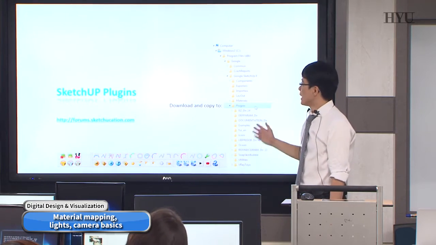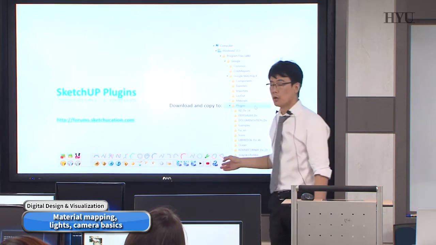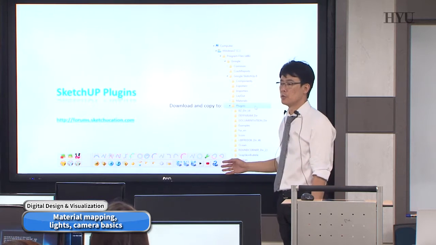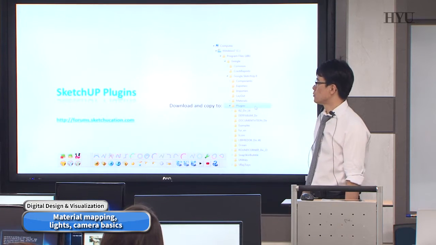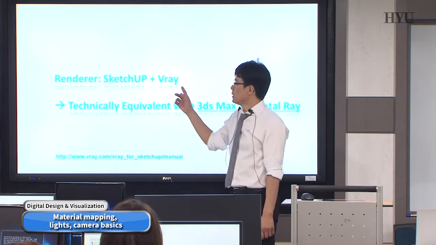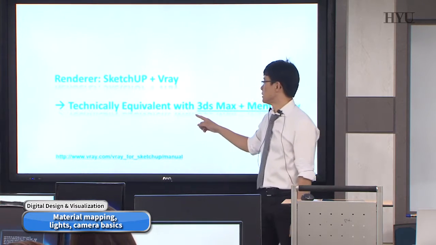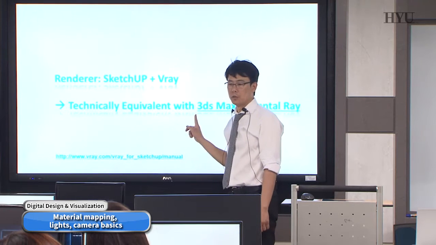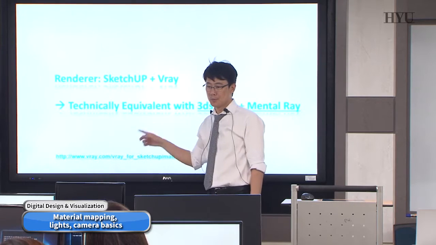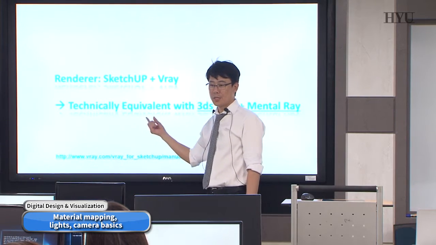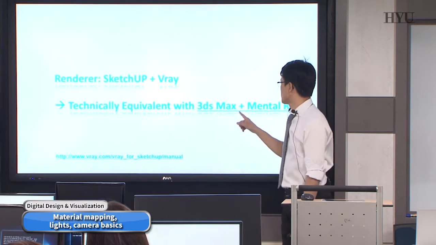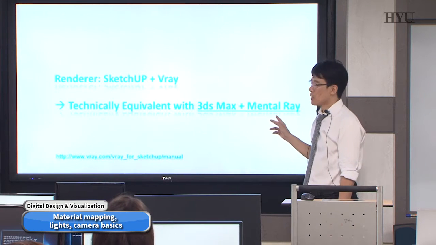Plugins, lots of plugins, but in 3D Max they are all default, okay? In 3D Max it has really powerful tools. No need to install this kind of geometric plugins. Render SketchUp plus V-Ray, technically equivalent with. What is the meaning of equivalent with? What's equivalent? Same, okay? Technically same to 3D Max plus Mental Ray, okay?